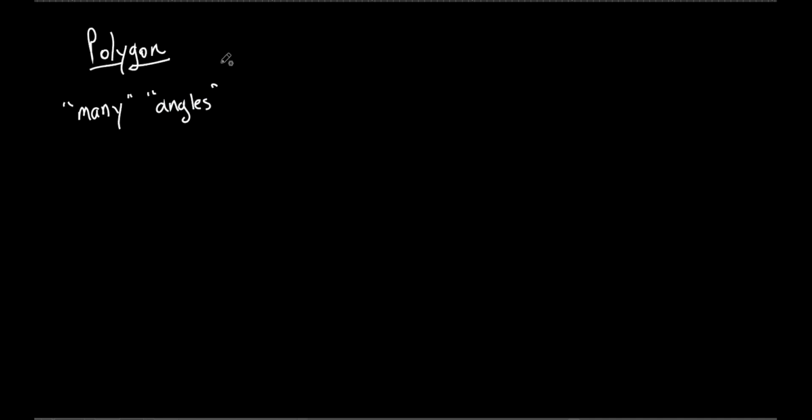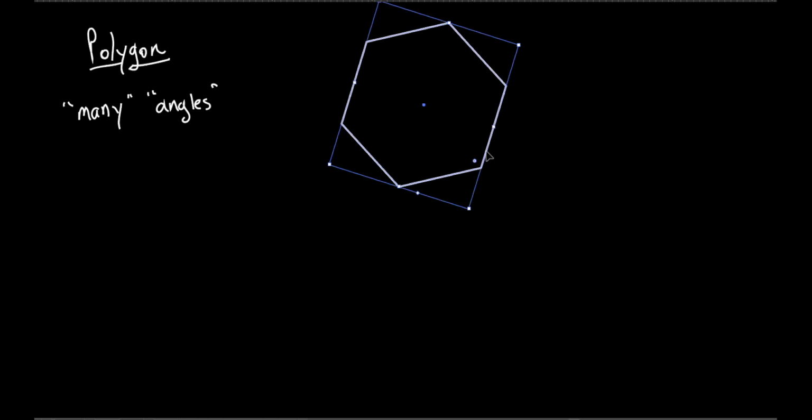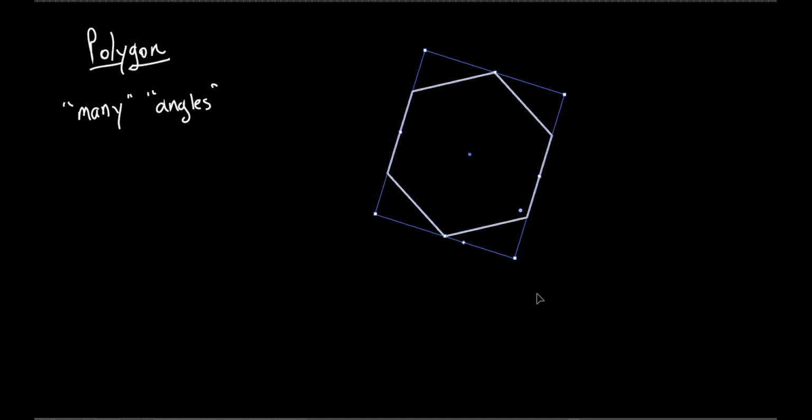So a polygon has many angles, all right? I tell you what, I got me a nice little polygon right there. Look at that. Fancy, huh? It's got many angles. Would you agree? So let's talk about this. This is a polygon. We're going to talk about more specific polygons than just this one.